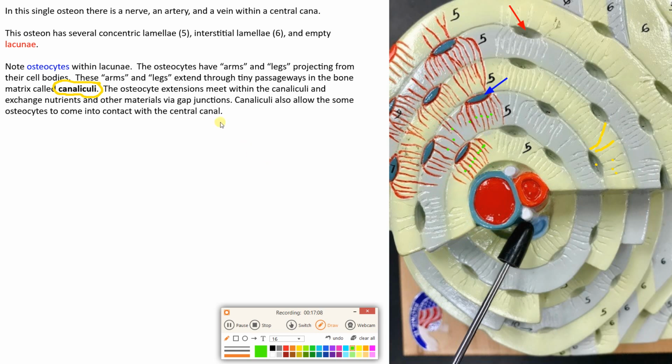The osteocytes are actually linked via gap junctions, which we met in lecture. So really cool here. This is how we feed the living cells. So realize bone is really dense and hard. Glucose is not going to diffuse from the blood through the bone matrix. But canaliculi, little passages that have the arms and legs of the osteocyte, allow for exchange between these cells. All right, fantastic and wonderful.